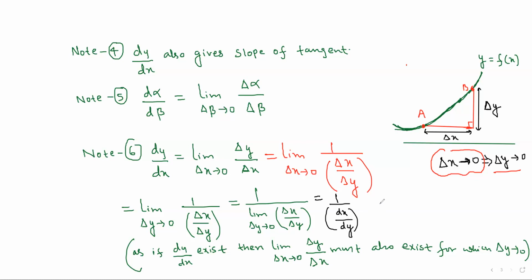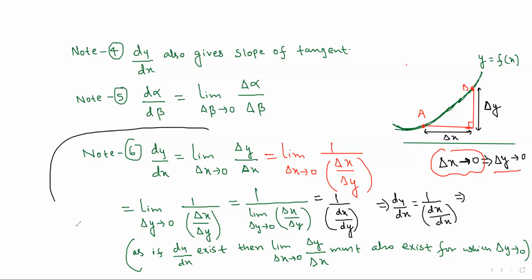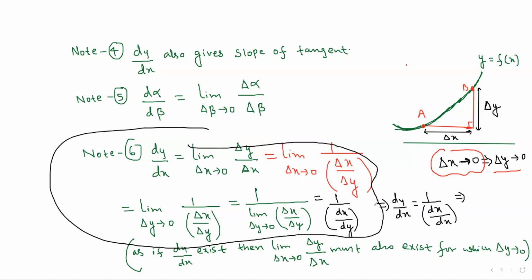So guys, what do you observe from here? dy by dx is the reciprocal of dx by dy. You might think that this is simply a reciprocal form.